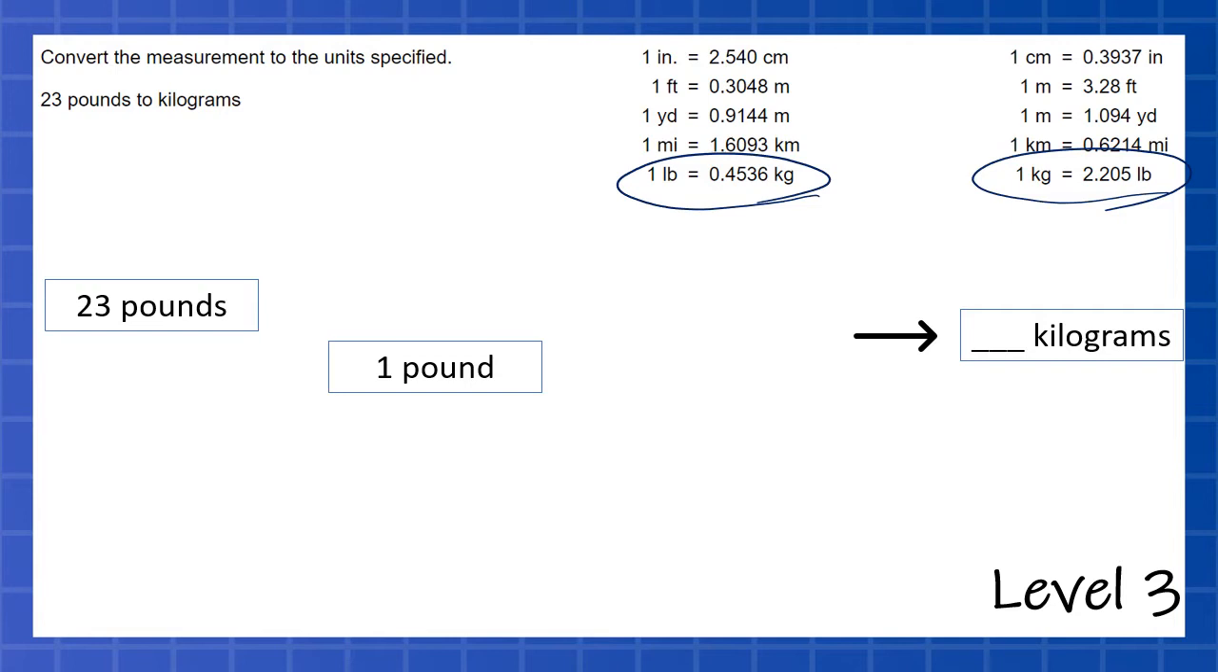You could have put the 2.205 pounds. We could have used this one, but instead I just used the 1 pound on bottom. That way I'm just dividing by 1. And on the top, I'm going to have the kilograms. It tells me that. So I'm just putting my conversion factor right in there.